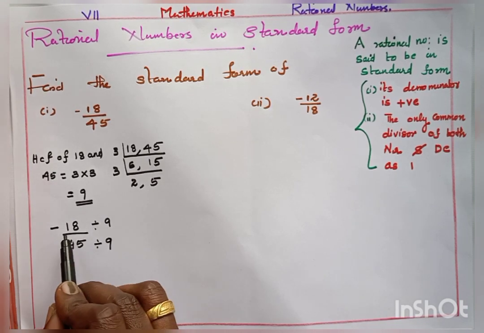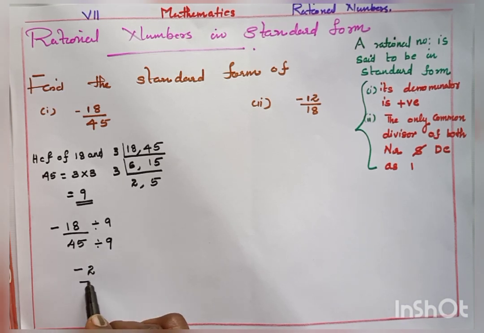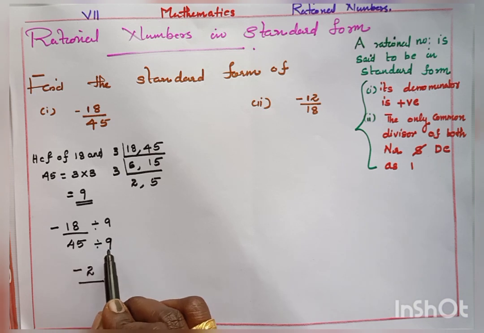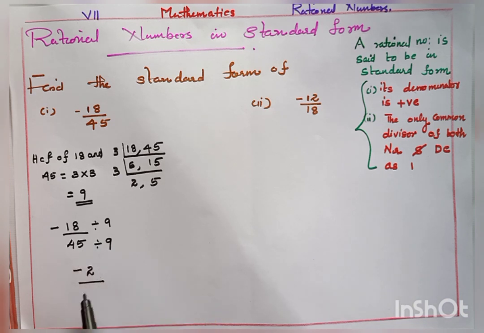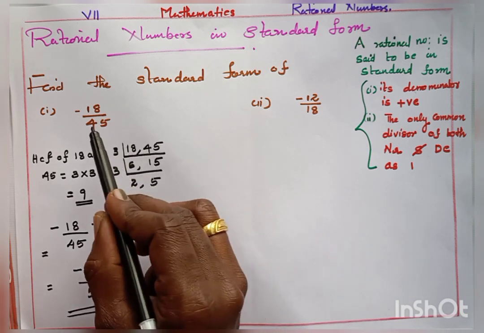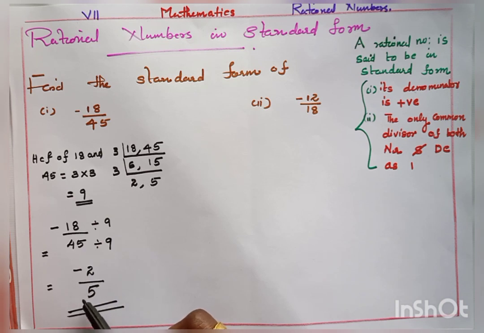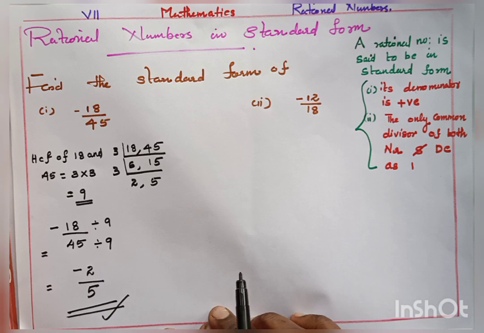So we get minus 18 divided by 9, which is minus 2, and 45 divided by 9. Yes, 5 9s are 45. So minus 2 by 5 is the standard form of minus 18 by 45. Listen, this denominator 5 is a positive number and the only common factor of numerator and denominator is 1. So this is the standard form of minus 18 by 45.